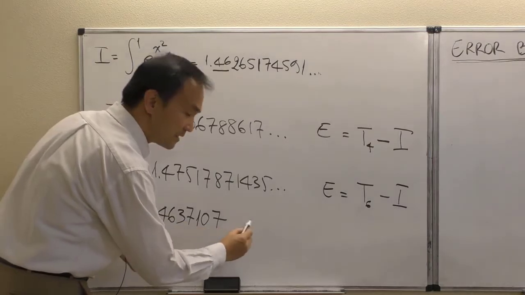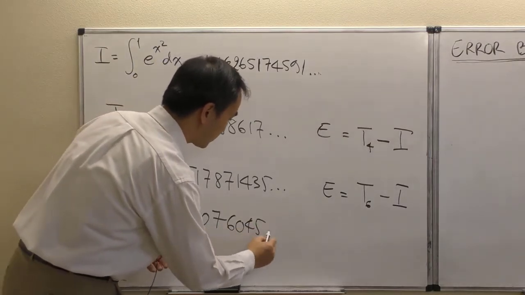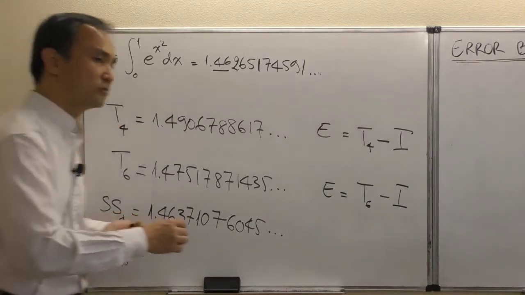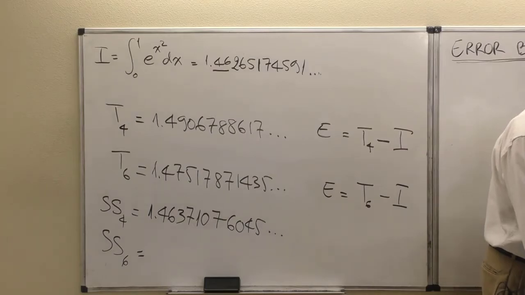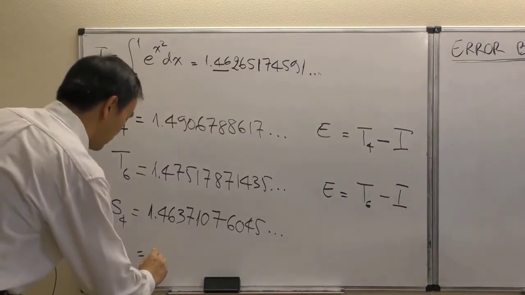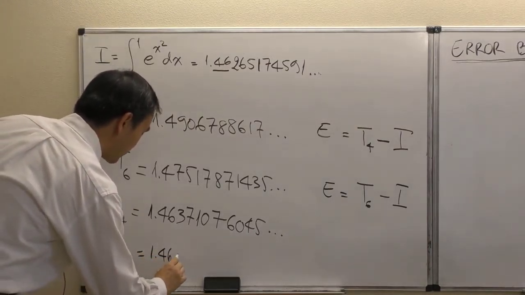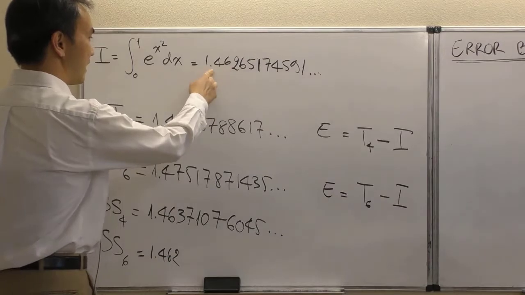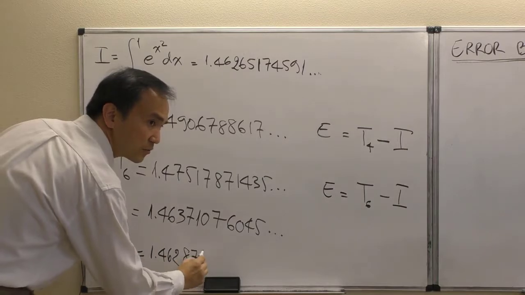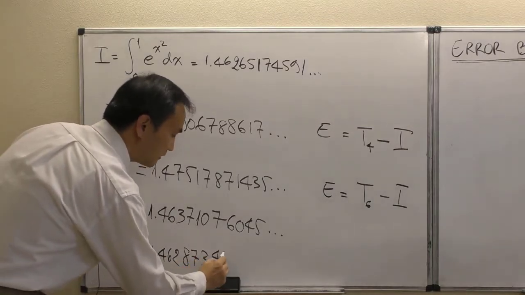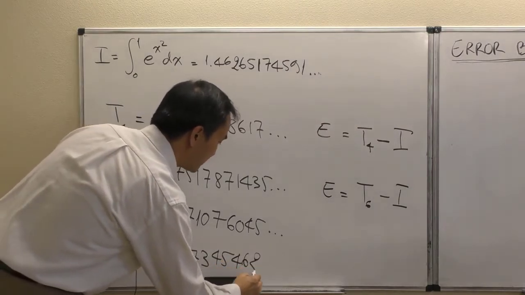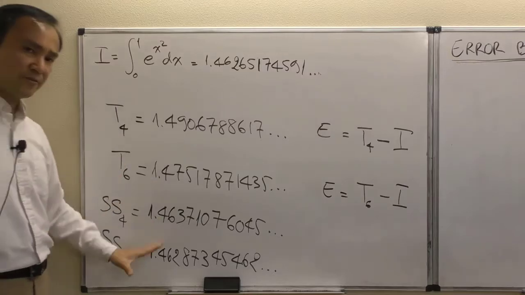Okay. And 6045 and a lot longer. So that's the value we had for SS4, and then SS6 here came out to be 1.462. Okay, and 87345. All right, so these are all the values that came out from our previous work.